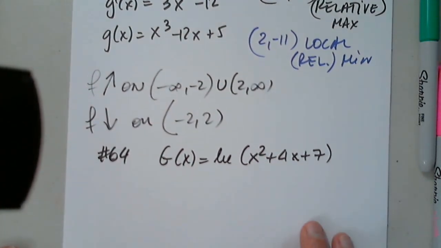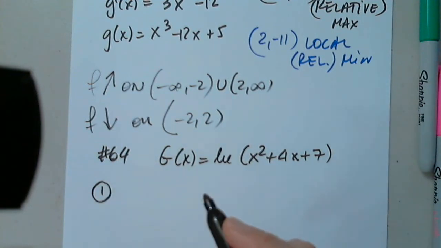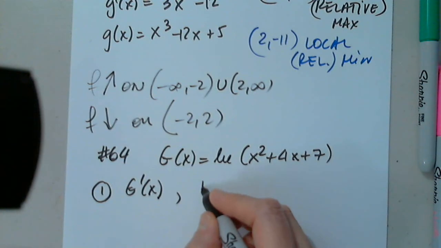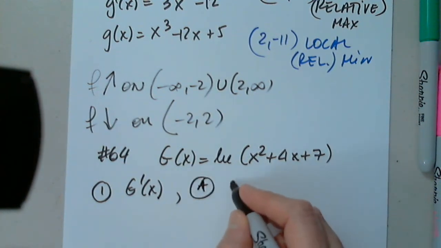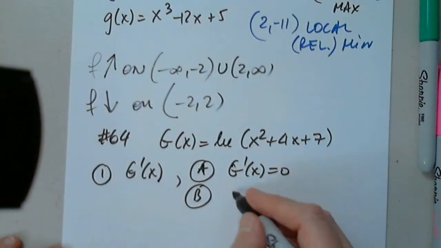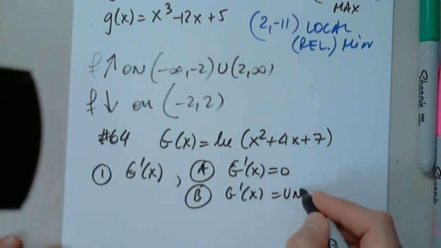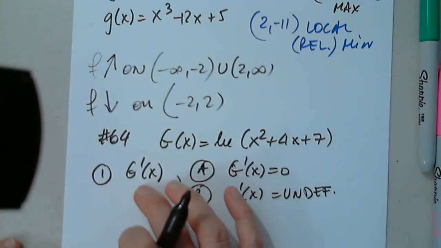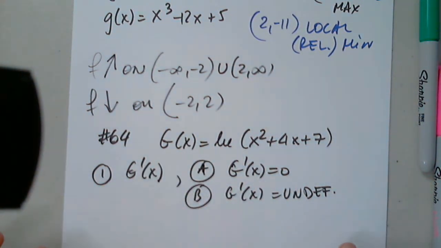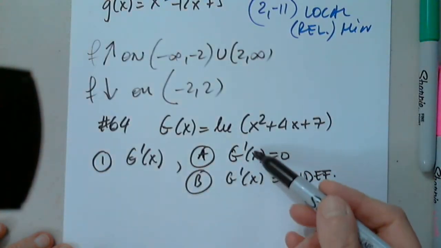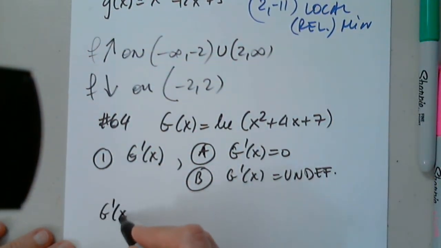Exactly the same steps. In step 1, I have to find g prime. And after I find g prime, I will try part A to solve the equation, and part B to see if g prime of x is undefined, where the function exists. Because if g prime is undefined and the function is undefined, then that's not a critical number. Since both of them involve g prime, let's find g prime.